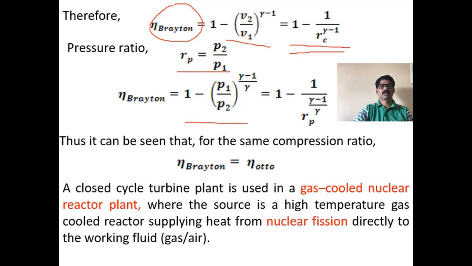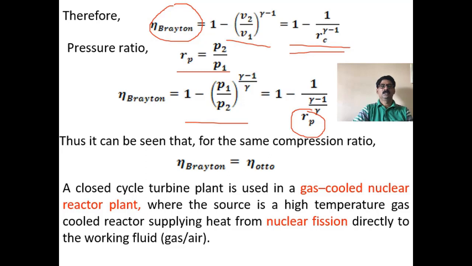So what is 1 minus P1 by P2 to the power gamma minus 1 by gamma? This term can be brought to the denominator and written as 1 by Rp to the power gamma minus 1 by gamma. So this is the expression for the efficiency of the Brayton cycle in terms of pressure ratio and compression ratio.